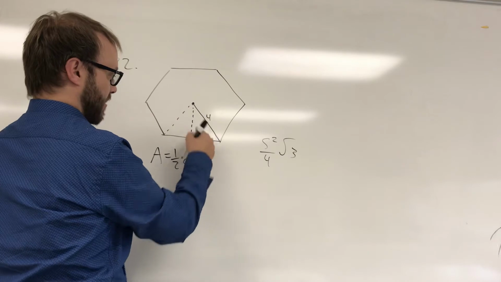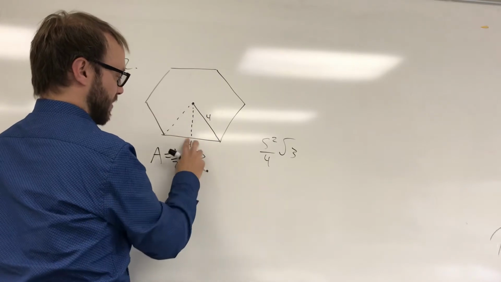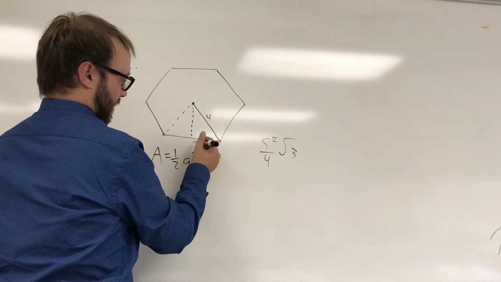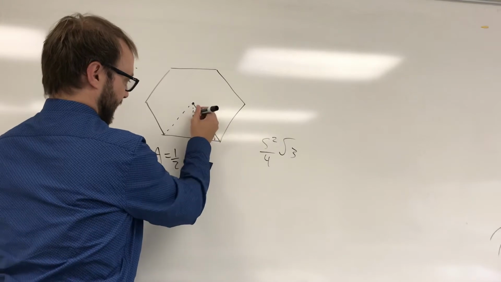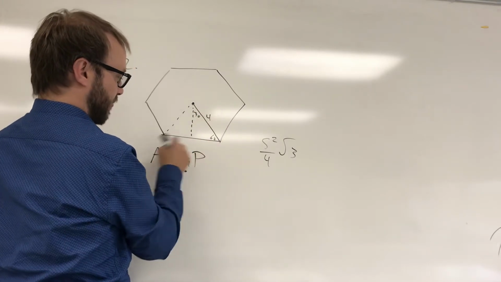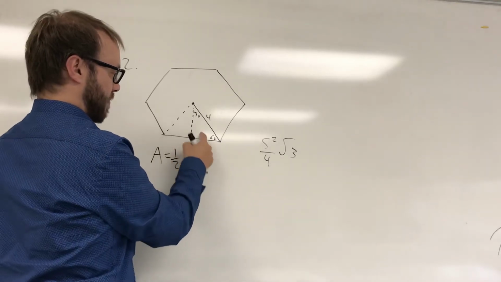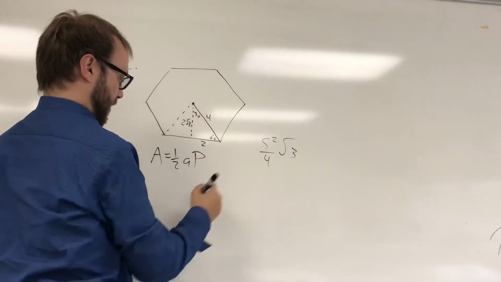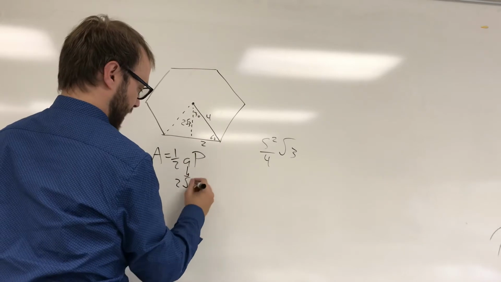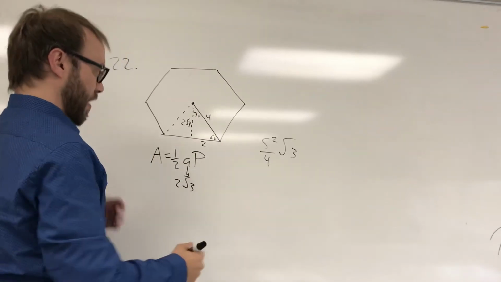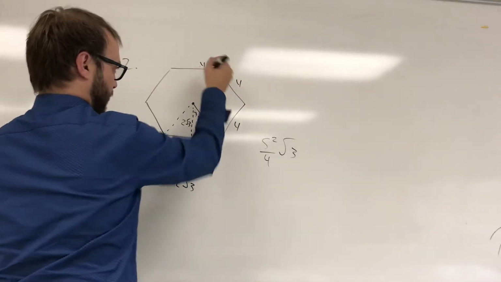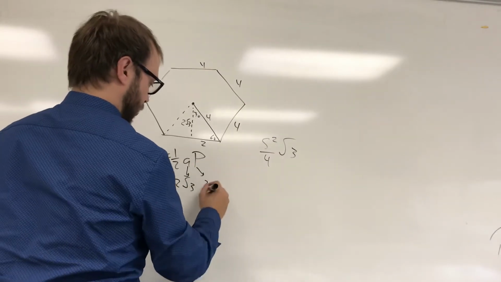Remember that you can divide the equilateral triangle into a 30, 60, 90 triangle. So if this whole length is 4, this length here would be 2, and following 30, 60, 90 patterns, this side here would be 2 radical 3. So we know our apothem is 2 radical 3. The perimeter, each of the sides will be 4. 4 times 6 is 24.